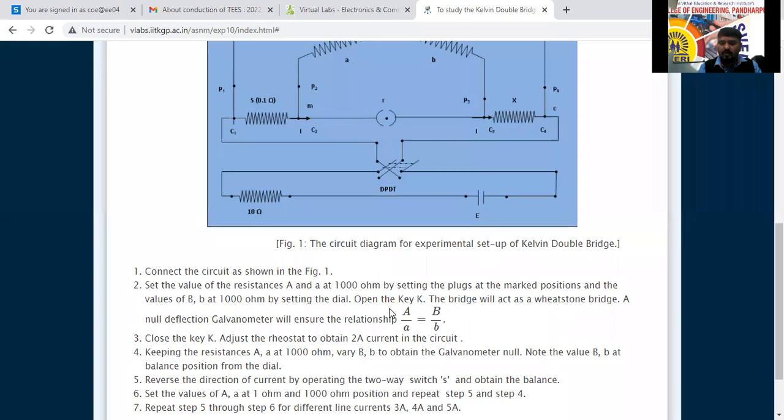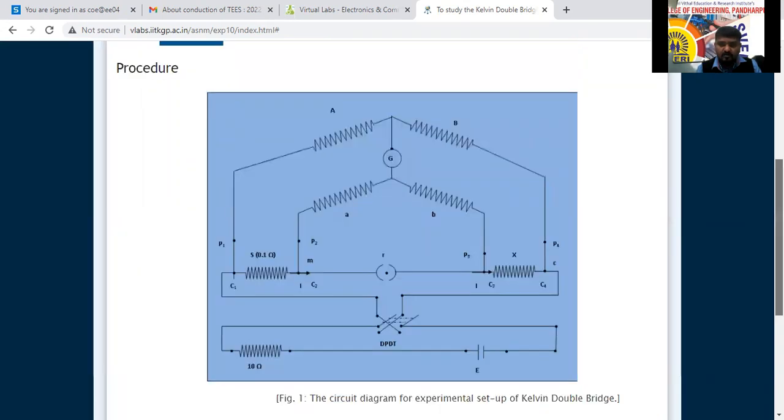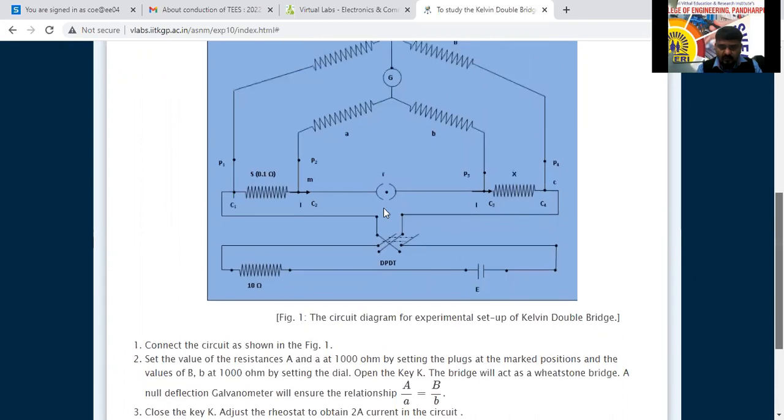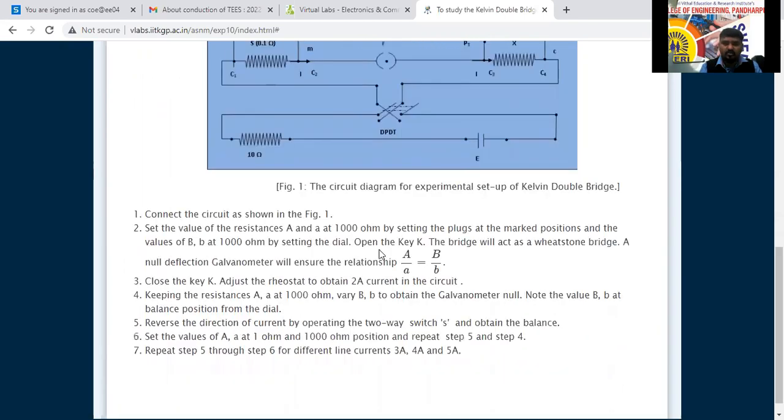Next, we have to open the key K. Where is the K switch? Here the K switch is there, a DPDT. This one is the K we are going to use. Based on that, we have to keep this one as an open switch.